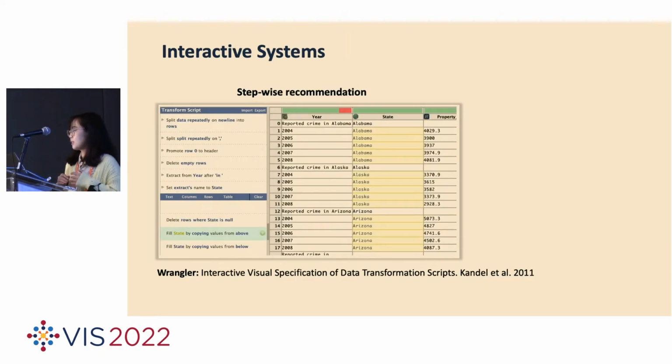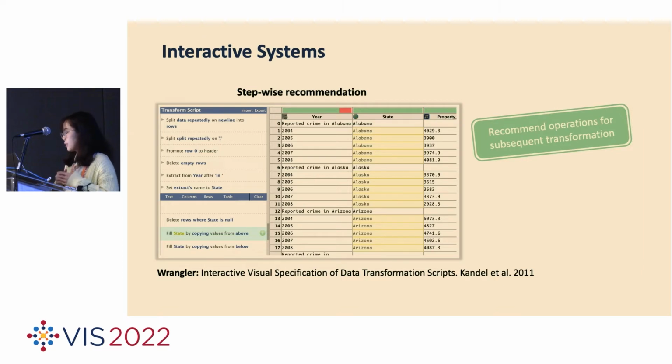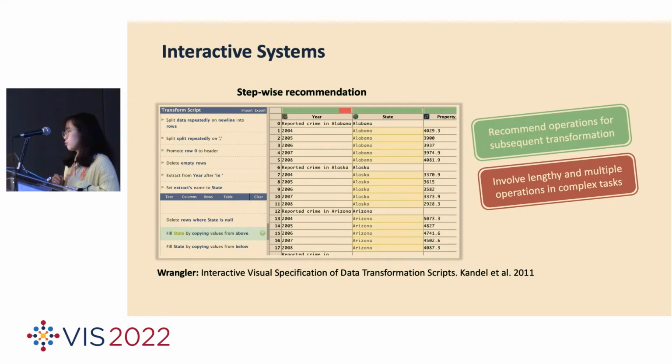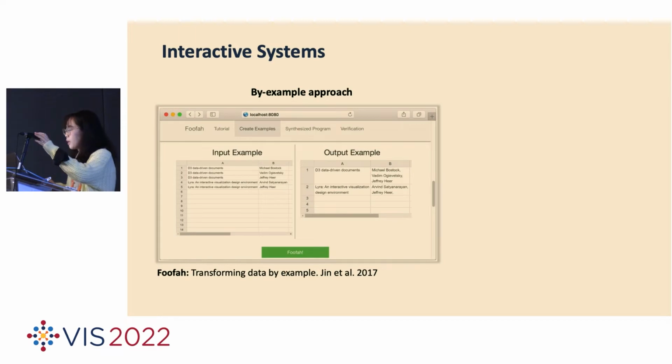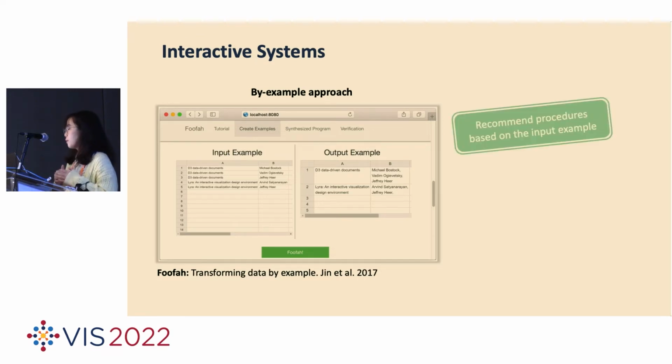And recently, we see interactive systems have emerged to make data transformation more accessible to a broader audience. For example, we see here the stepwise recommendation system. They can suggest operations for subsequent transformations. However, we may find it may lead to lengthy and multiple operations in complex tasks. So to address this issue, some systems proposed a by-example approach, which can synthesize multiple step operations and recommend transformation procedures based on the input examples.